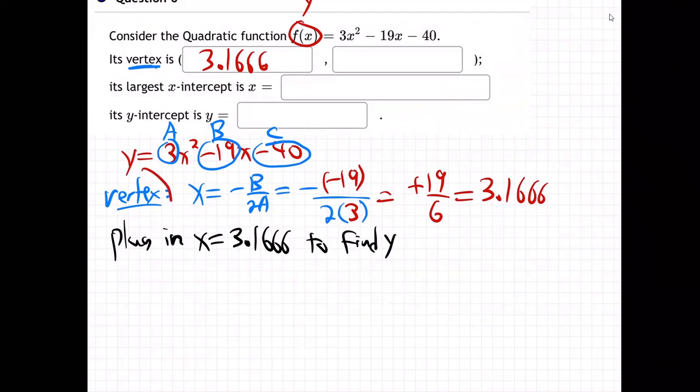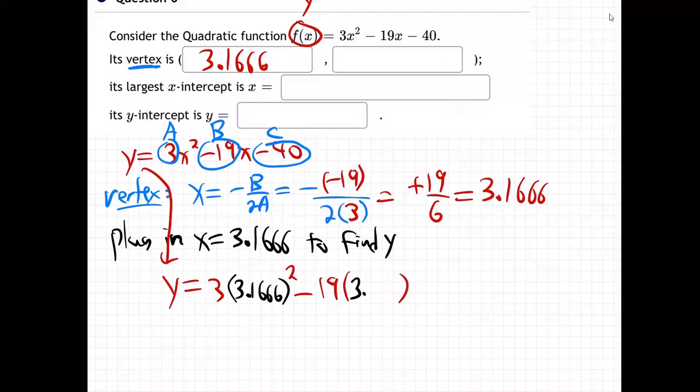So I bring down the equation here. Y equals 3 times 3.1666 squared minus 19 times 3.1666 minus 40. So just plug that in. Just plug that decimal in. Hit the buttons on your calculator.